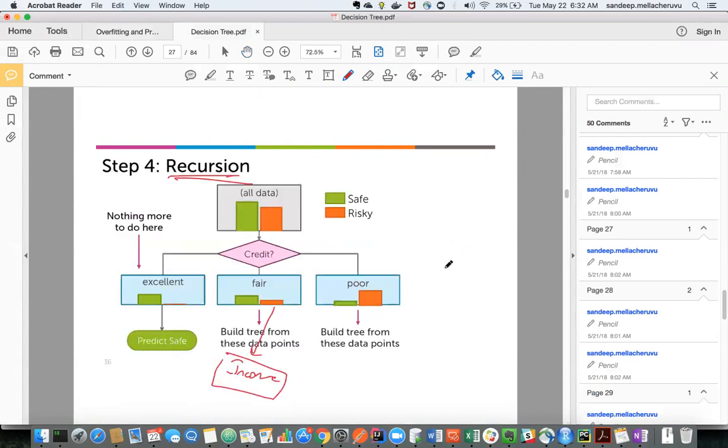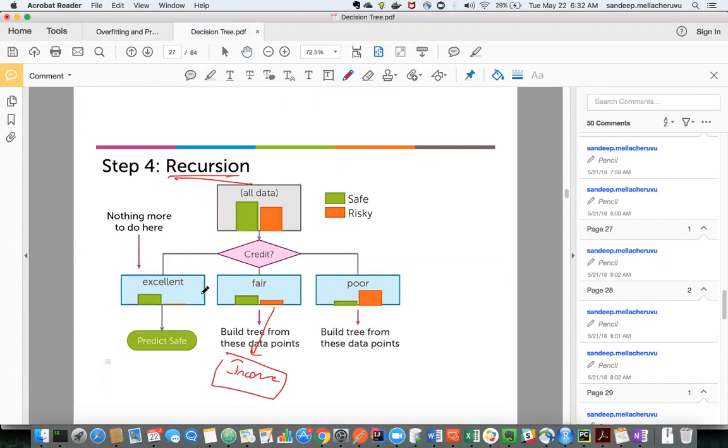For example, if it is credit, for each of the values that the credit can take, you split it into different groups or different branches. Each branch will be able to separate the safe and risky loans into different categories or different buckets. We'll be able to count the number of safe loans after splitting and the number of risky loans after splitting, and we'll be seeing what the counts are.